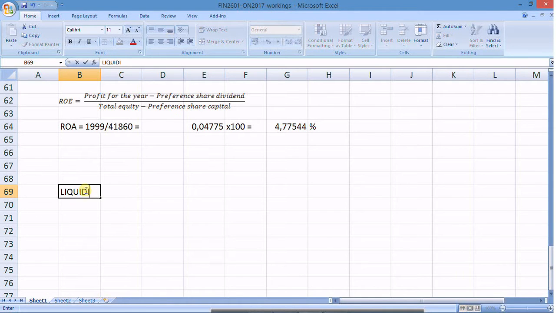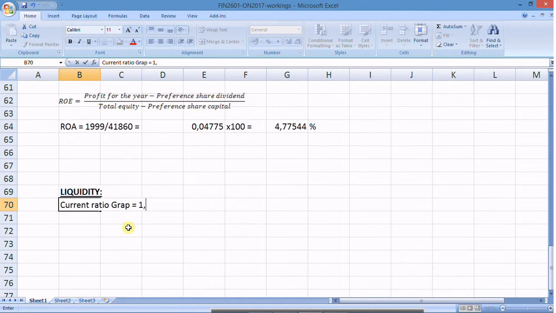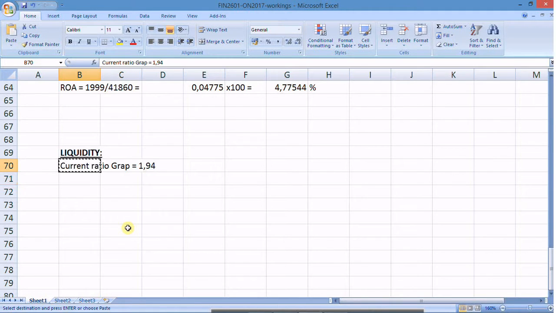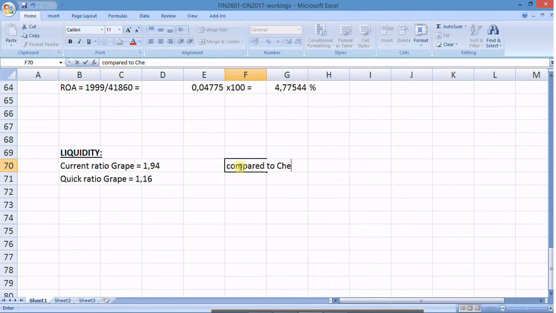So liquidity. Under this heading, you'll say current ratio, Grape, equals 1.94. This is Grape. This is the quick ratio. Quick ratio of Grape is 1.16. That's not too bad. Compared to the other one, Cherry.